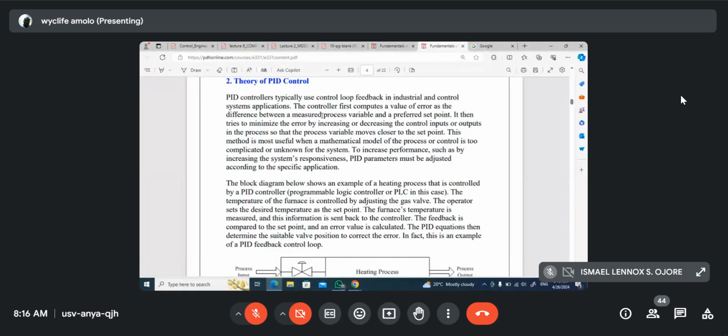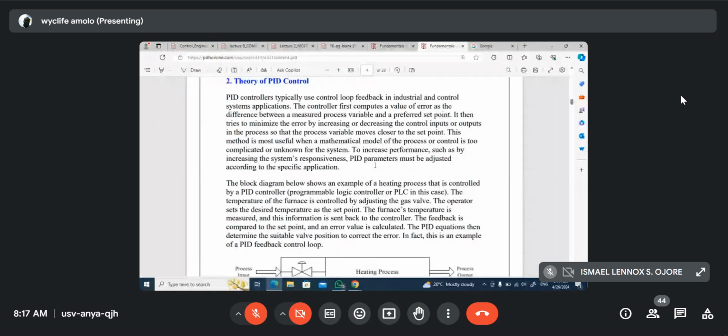So the PID controller typically uses control loop feedback in industrial and control system applications. The controller first computes a value of error as the difference between the measured process variable and the preferred set point. It then tries to minimize the error by increasing or decreasing the control input or outputs in the process so that the process variable moves closer to the set point. This method is most useful when a mathematical model of the process or control is too complicated or unknown for the system.